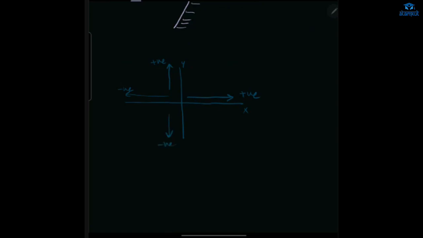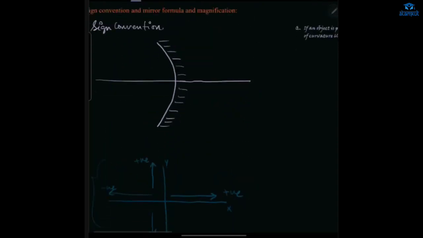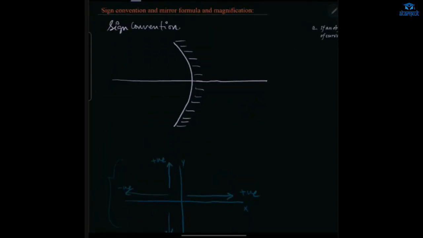The same thing will apply in the mirror formula, even if it is concave or convex, even if it is a mirror or lens. So this will be the same in all mirrors and lenses. Means if any distance, like the image distance, is taken from the pole to the left-hand side, then we say that it will be negative.